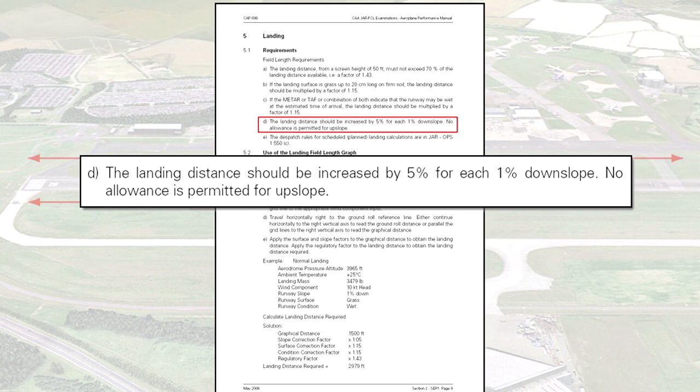Point D also states that no allowance is permitted for upslope. The reason for this is that upslope will reduce the landing distance. If a pilot were to ignore the reduction in the landing distance, then a margin of safety would be incorporated into the landing distance calculation.